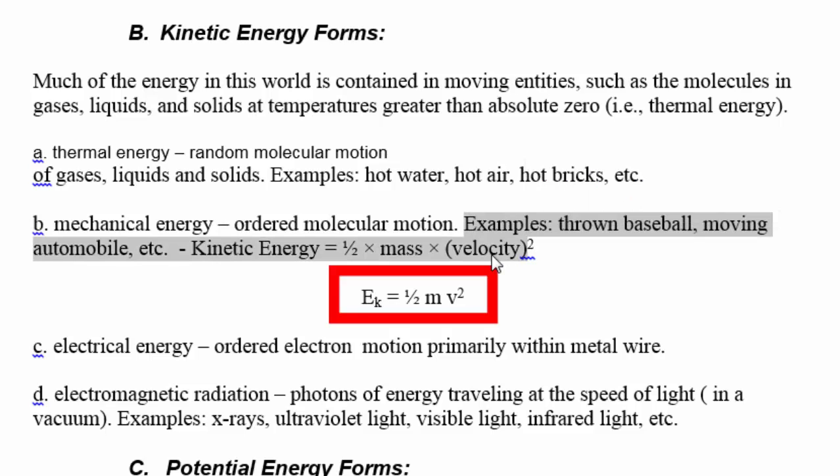So whatever you do to the velocity, the square of it will be multiplied by the kinetic energy. So the equation here is the kinetic energy is equal to 1/2 the mass times the velocity squared of the object.